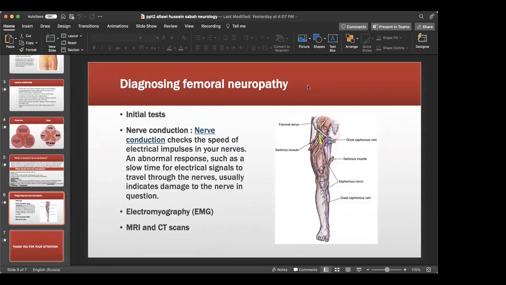Diagnosis of femoral neuropathy. Initial tests: nerve conduction. Nerve conduction checks the speed of electrical impulses in your nerves. An abnormal response, such as a slow time for electrical signals to travel through the nerves, usually indicates damage to the nerve in question. And the third one is electromyography, also MRI and CT scans.